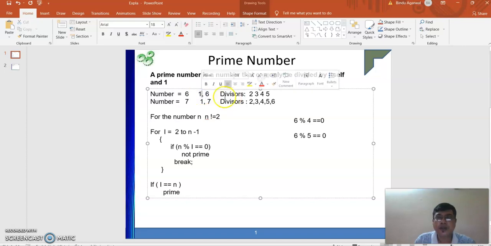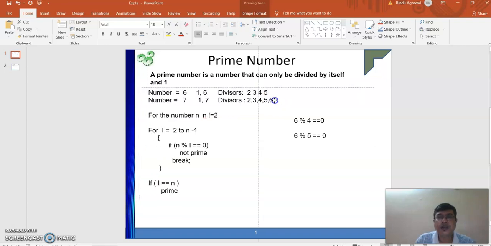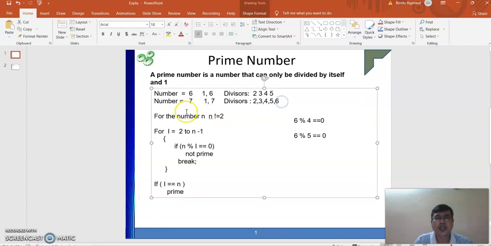So we want to see whether other numbers between 1 and 6 divide 6, and we have come to know that 2 and 3 divide 6. Similarly, if I take 7, we know that 2, 3, 4, 5, 6 don't divide 7, so 7 has only 1 and 7 as divisors. So 7 is a prime number.